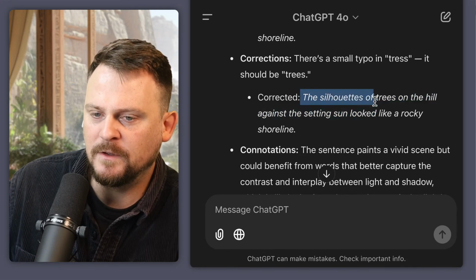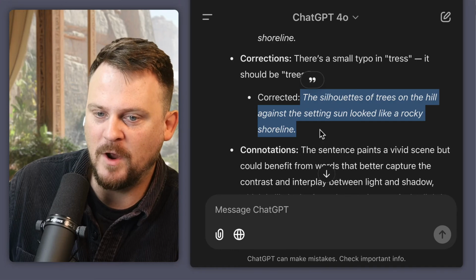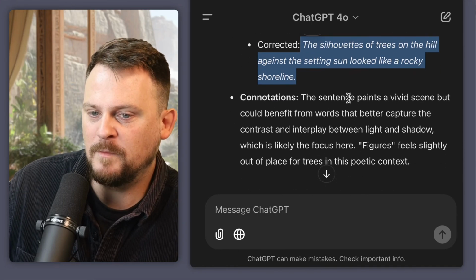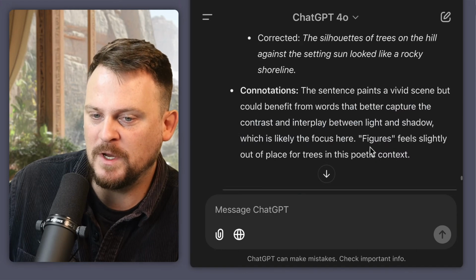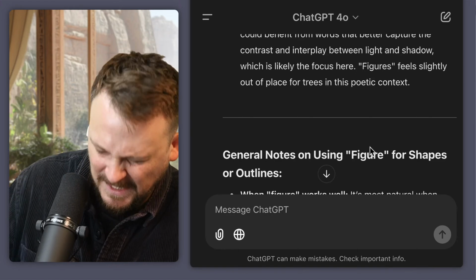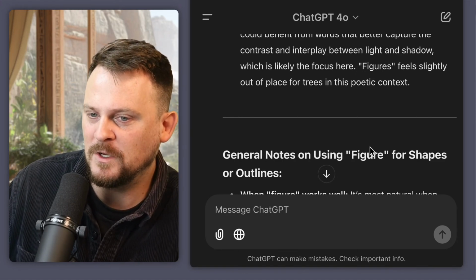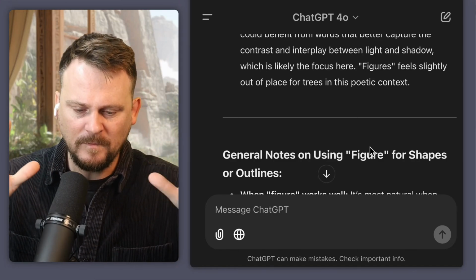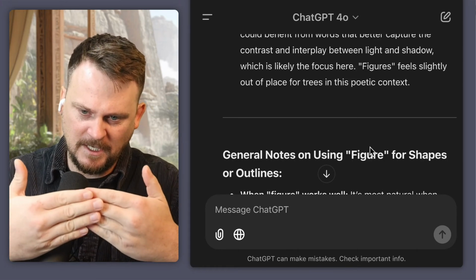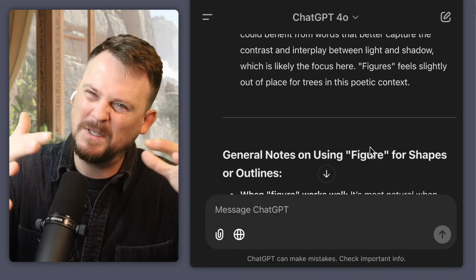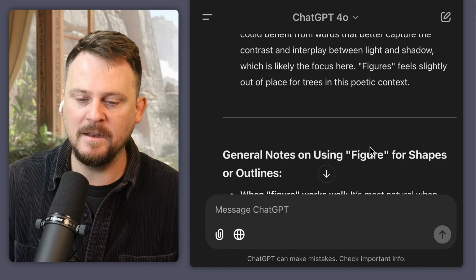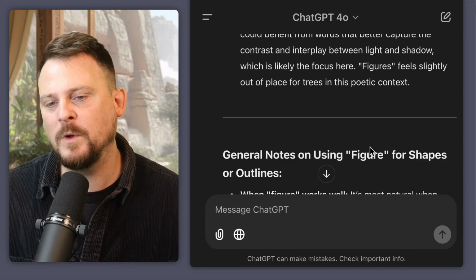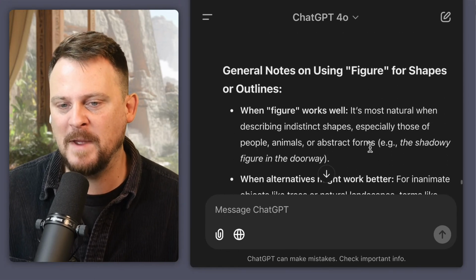The silhouettes of trees on the hill against the setting sun looked like a rocky shoreline. The sentence paints a vivid scene, but could benefit from words that better capture the contrast and interplay between light and shadow, which is likely the focus here. Figures feel slightly out of place for trees in this poetic context. So it's saying in this specific situation it's better to use silhouettes. And if you think about it, that makes sense. A silhouette is just describing the fact that you can't see the detail against something brighter. But a figure is more of a specific shape, like an animal or a person, more often a dinosaur, than something that's a little bit more spread out over a hill, which makes sense. So not wrong, but a little feedback on maybe how common that would be.